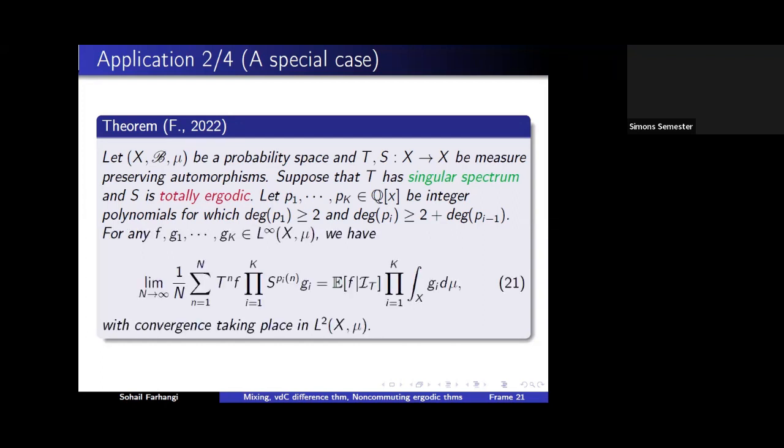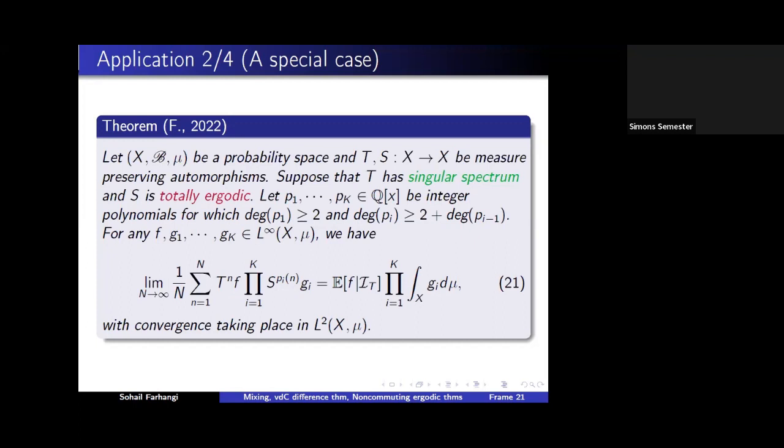Now we can get that this multiple ergodic average converges to the expected value. So we're taking T^n f, and then we're taking the product from 1 to k of S to the p_i of n times g_i, where f, g_1 up to g_k are all bounded functions. And the Cesàro average of this will converge to the expected value, which is the expectation of f onto the T invariant sigma algebra. And then S was already assumed to be totally ergodic. So each of these g's will just turn into the integral of g.